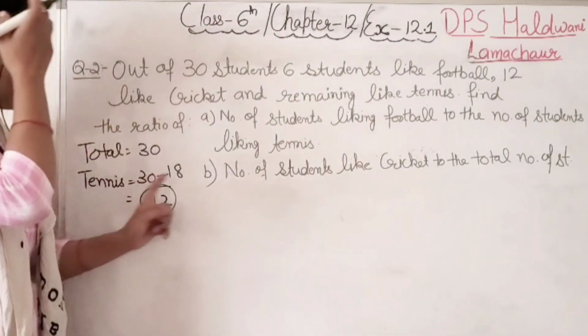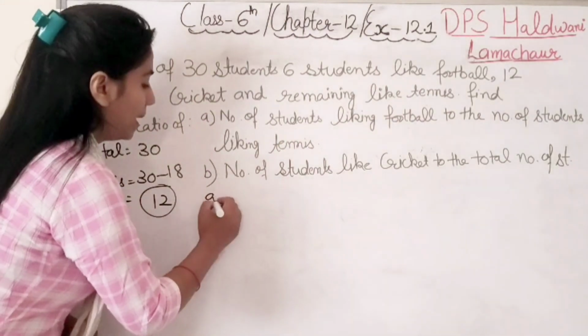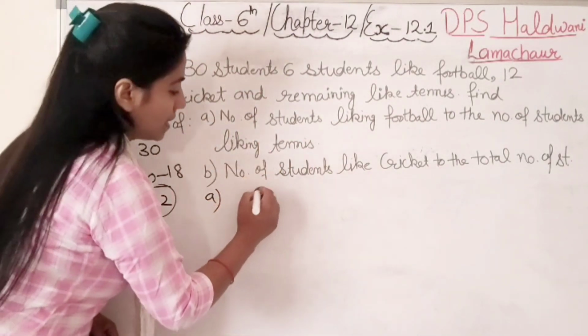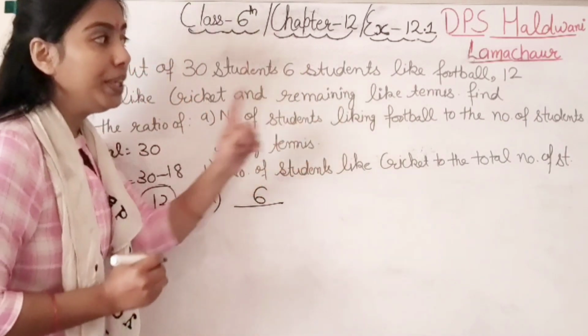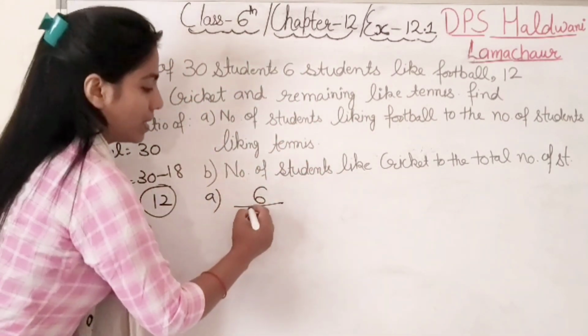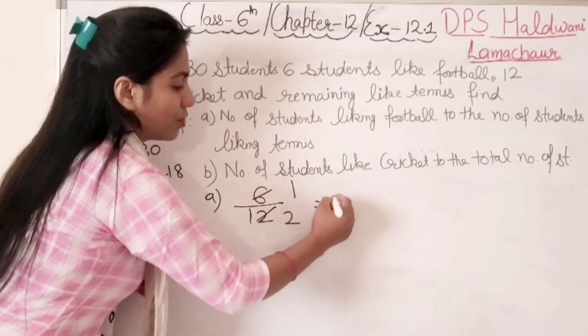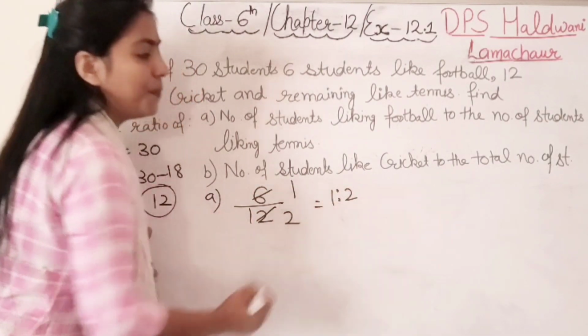Right, student? So first of all, for part A, write down the number of students liking football, 6, divided by the number of students liking tennis, which is 12. 6 ones are 6, 6 twos are 12. So the ratio will be 1:2.